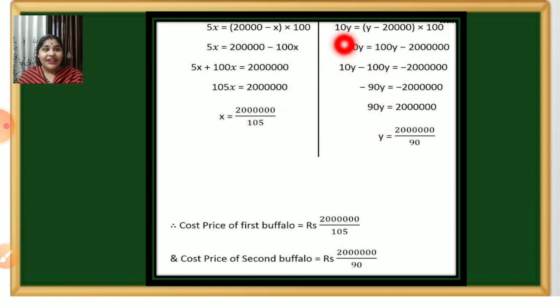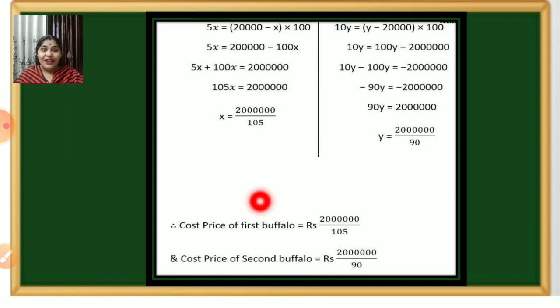And similarly to this side, right hand side of the second buffalo also, when you solve you will get the y value over here. I hope this is clear, children. Everybody knows now how to solve the equation, how to transpose, and how to find out the value of unknown terms, right? I hope this is clear. So here we got x is equal to 20 lakh upon 105, y is equal to 20 lakh upon 90.